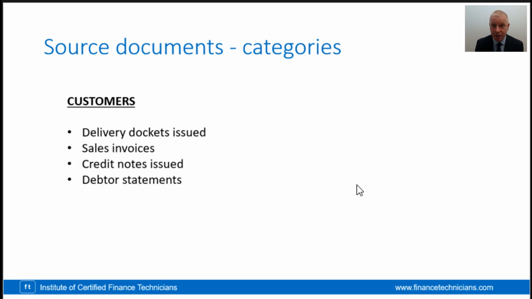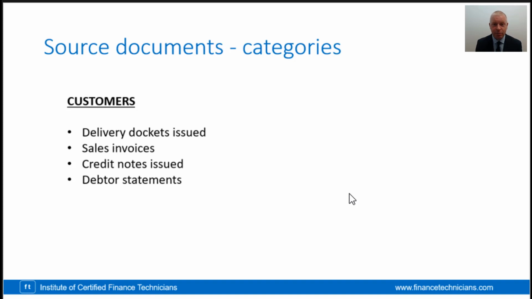Debtor statements. So this will be a list of invoices that are outstanding to the customer at a particular point in time. Debtor statements are usually issued at the end of a given month. And it's a really important internal control, which we'll talk about in some detail later on, because in order to ensure that we get paid from our customers, they need to know how much money they are due to pay the organization. So that's customers.